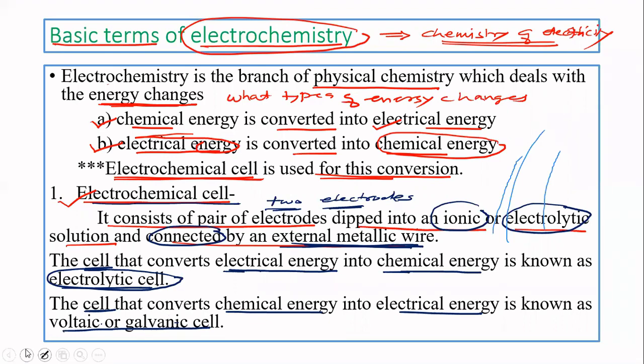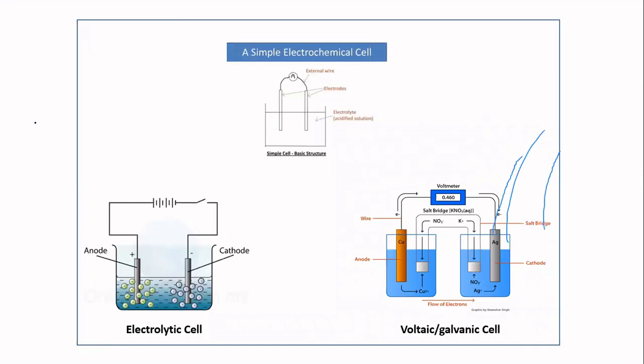Okay, in this slide, you will easily understand the structure. So a simple electrochemical cell, in the previous slide it was told there are two electrodes. This is one electrode, this is another electrode. And this is the ionic solution, or electrolytic solution. And these two electrodes are connected by this external wire. So this is a simple electrochemical cell.